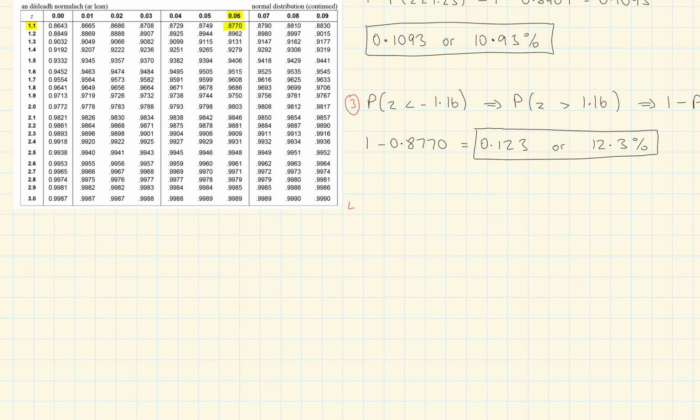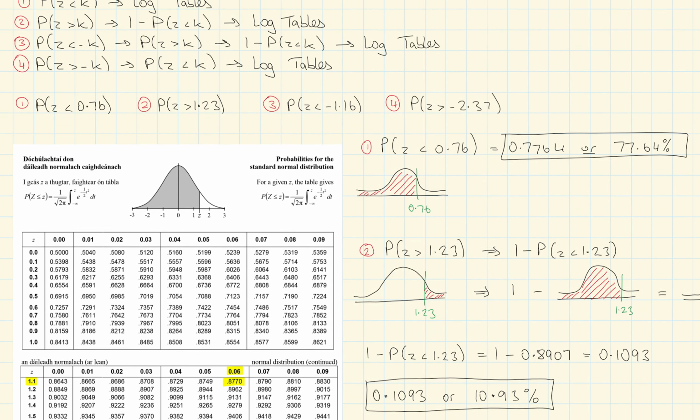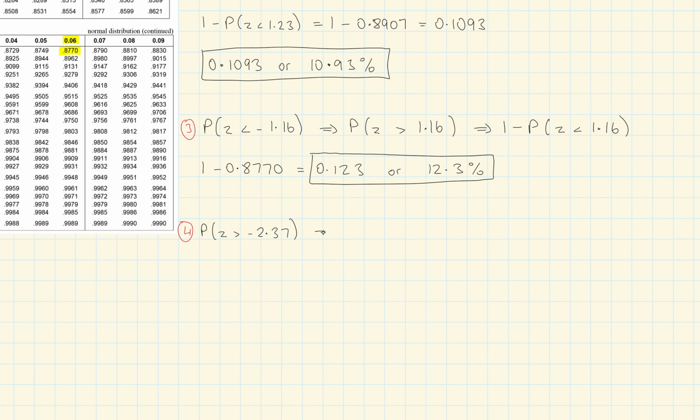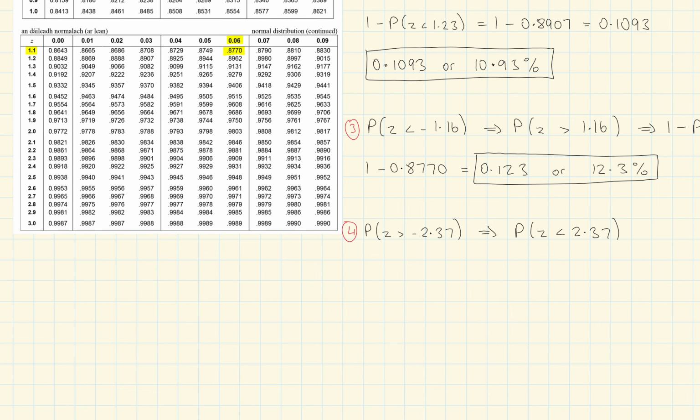Okay, and part 4 then. We have the probability that z is greater than minus 2.37. So what happens here is we need to change our sign, and that forces us to change the inequality. Okay, so we go straight to our log tables. 2.37.